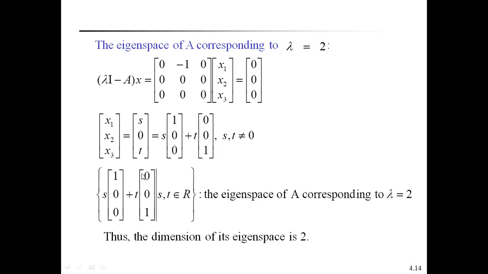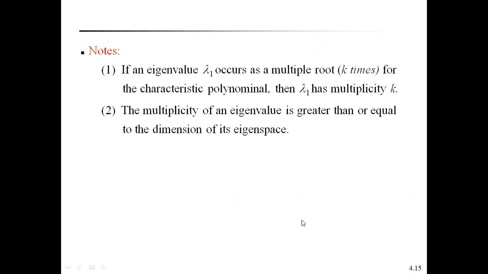These are the standard basis vectors. Therefore 1 0 0, 0 1 0, 0 0 1 are the standard basis vectors. They always form a linearly independent set and also span R cube. That's why the eigenspace of A corresponding to lambda equal to 2 forms a basis for R cube. Therefore the dimension of its eigenspace is equal to 2.